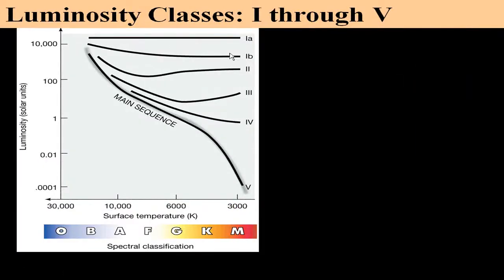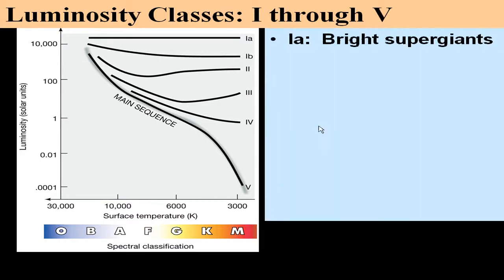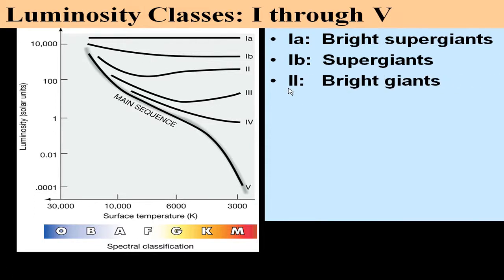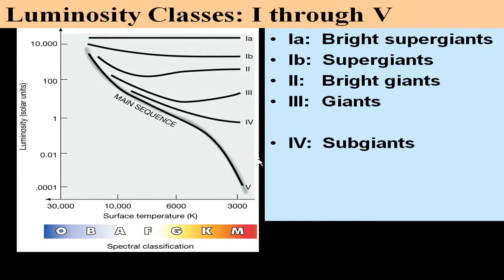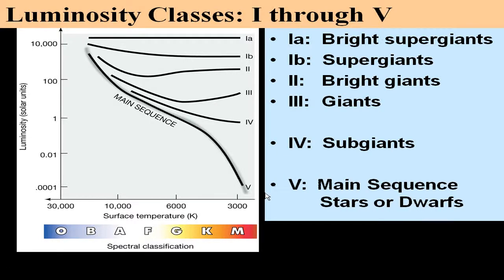Here are the luminosity classes. We have 1A, 1B, 2, 3, 4, and 5. 1A are the bright supergiants. We can go from blue to red. 1B are just the supergiants. 2 are the bright giants. 3 are the giants. 4 are the subgiants. And 5 are the main sequence stars, or dwarfs.